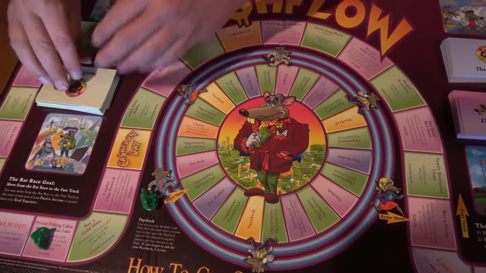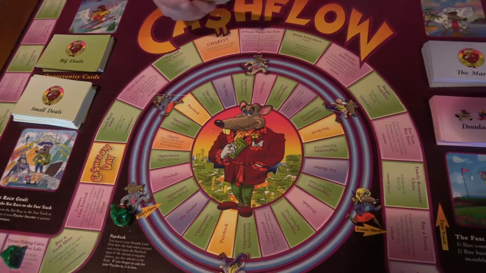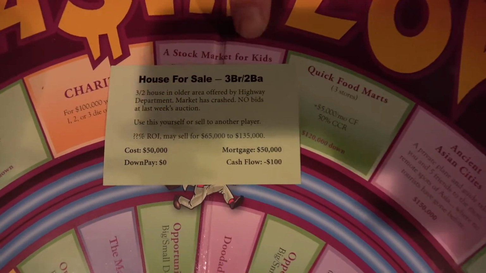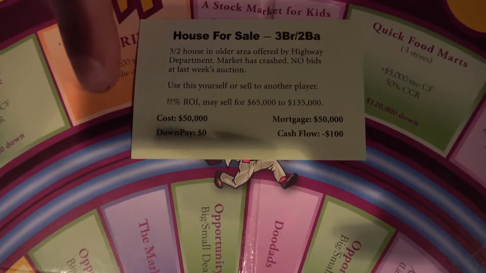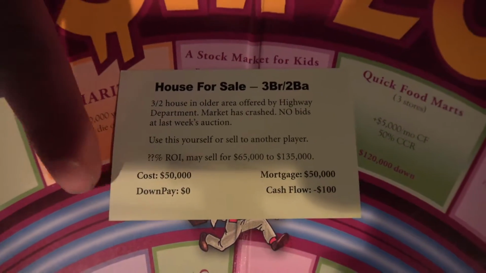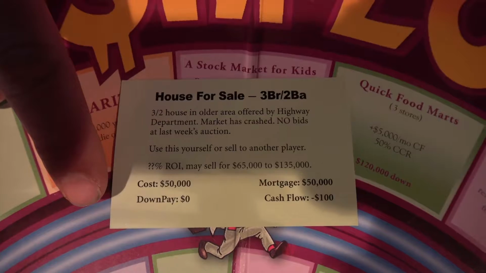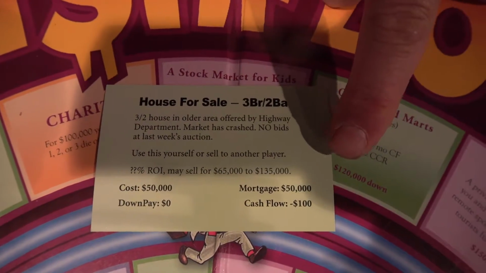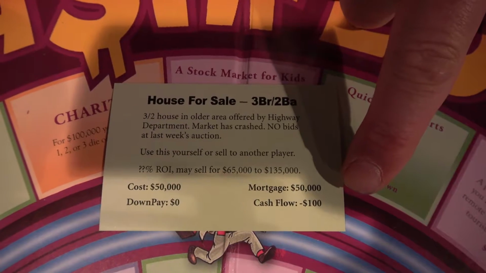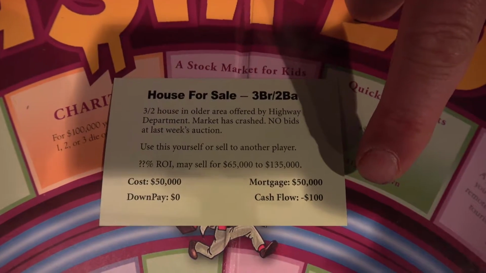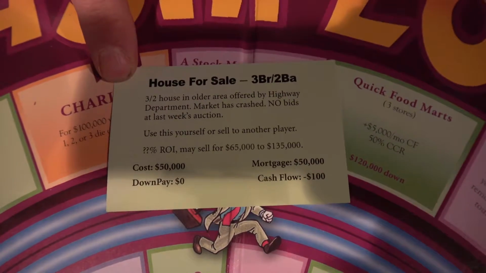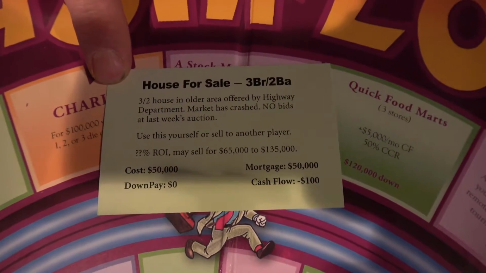Let's look at another example of a small deal. This one is a house for sale. This one is a 3-bedroom, 2-bath house. It costs $50,000. There's no down payment, so we can get into this one actually with no money. There's a mortgage of $50,000, but this one is negative $200 in cash flow. So this one actually gets us further away from being out of the rat race.